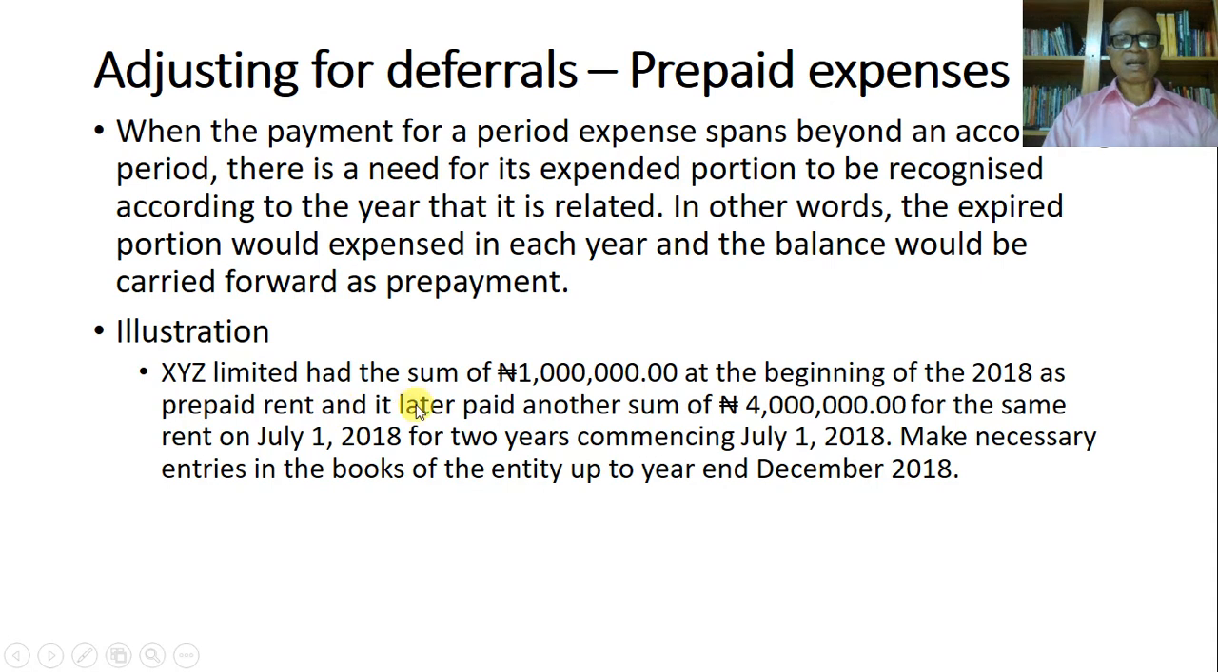Illustration: XYZ had the sum of 1 million at the beginning of year 2018 as prepaid rent, mark you, prepaid rent, and later paid another sum of 4 million for the same rent on July 1st, 2018 for 2 years commencing July 1, 2018. It's important that you take note of this date and this period. Now, make necessary entries in the books of the entity up to the year end December 2018.